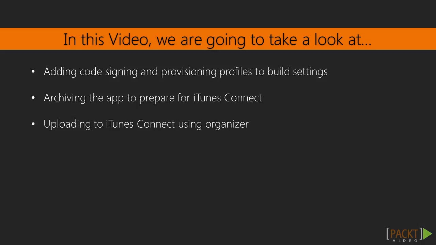So we'll start by code signing it and adding the provisioning profiles to the build settings. Then we'll archive the app in preparation for submission to the iTunes Connect. And then we'll upload to iTunes Connect using Organizer.